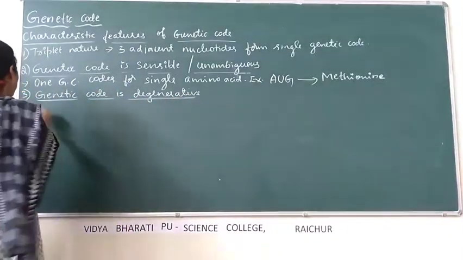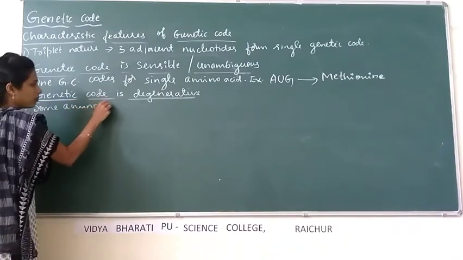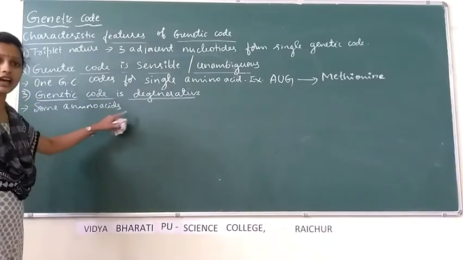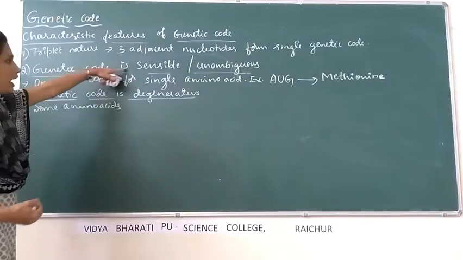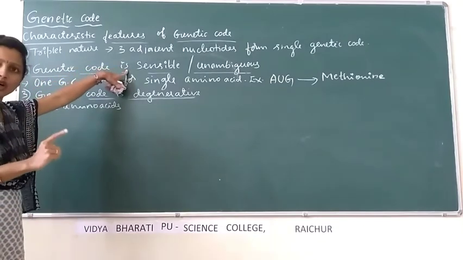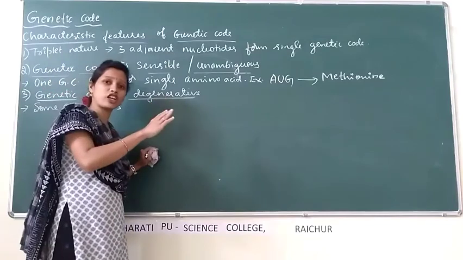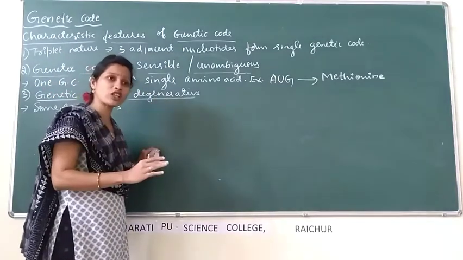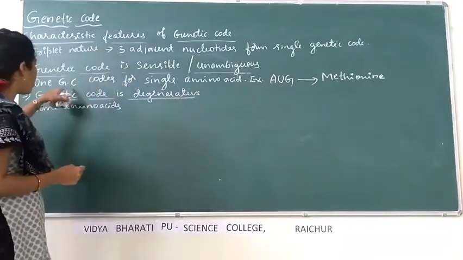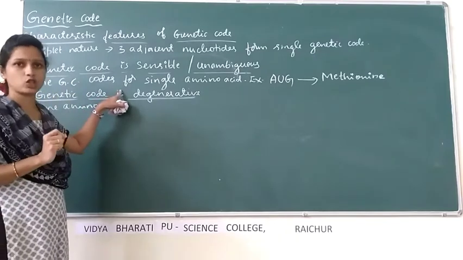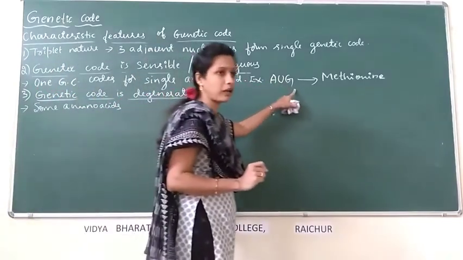Degenerative means some amino acids are coded by more than one genetic code. Unambiguous means a particular genetic code always codes for a particular amino acid. There are 64 genetic codes. Out of that, 61 genetic codes code for 20 different types of amino acids. Means codons are always specific towards the amino acid. A particular genetic code always codes for a particular type of amino acid.